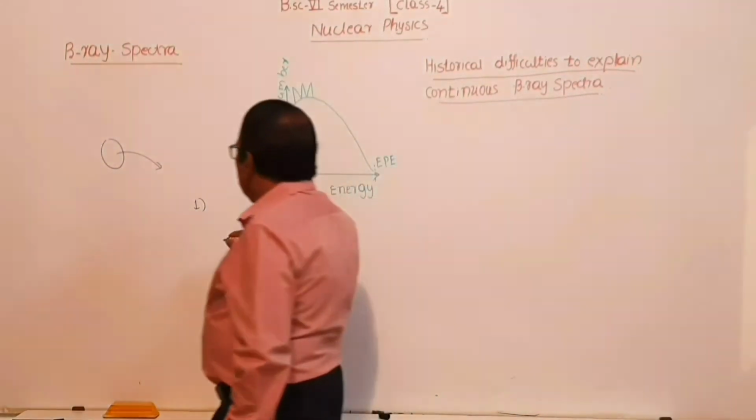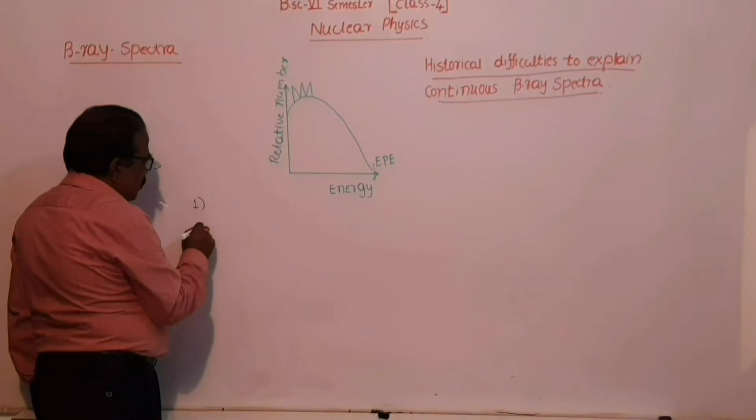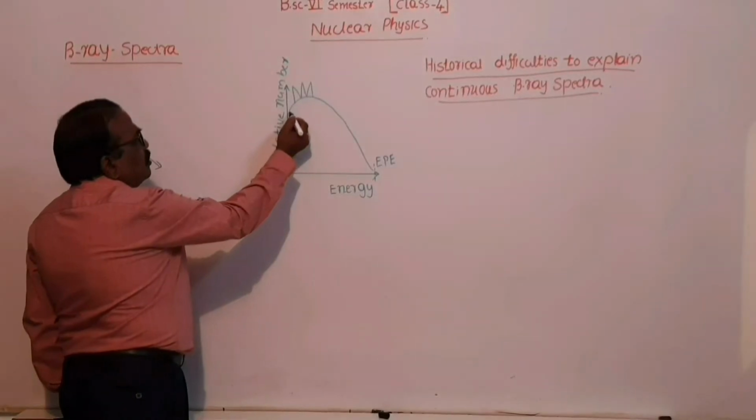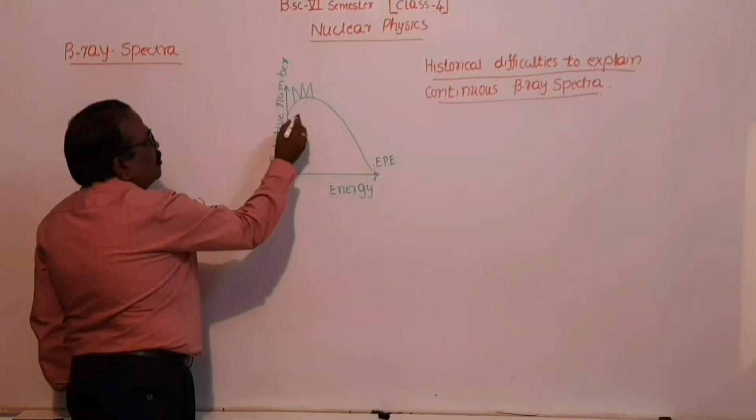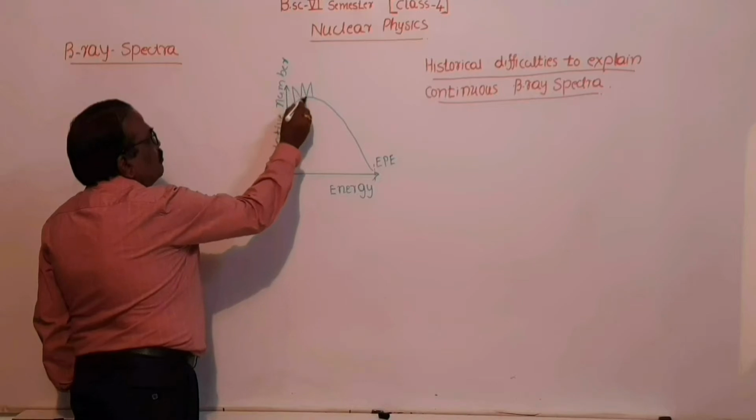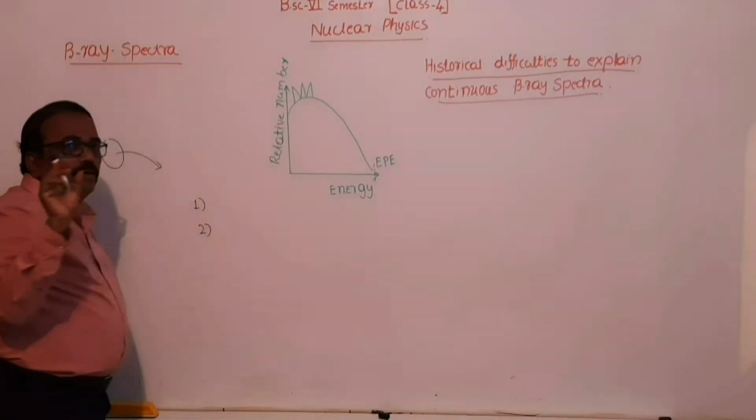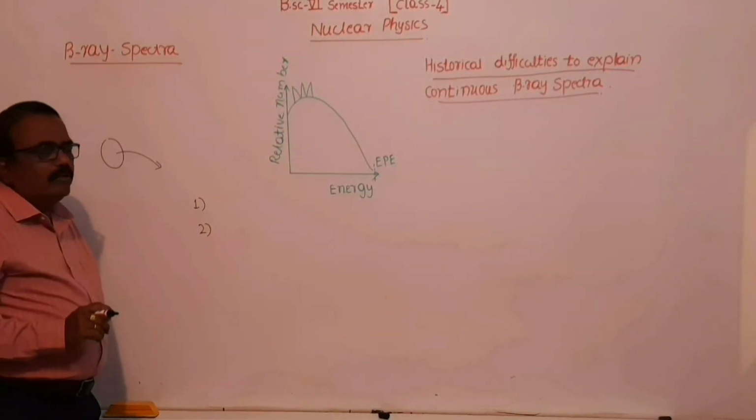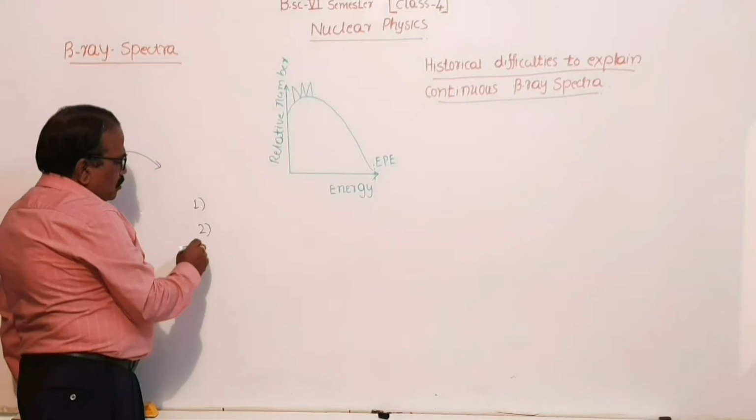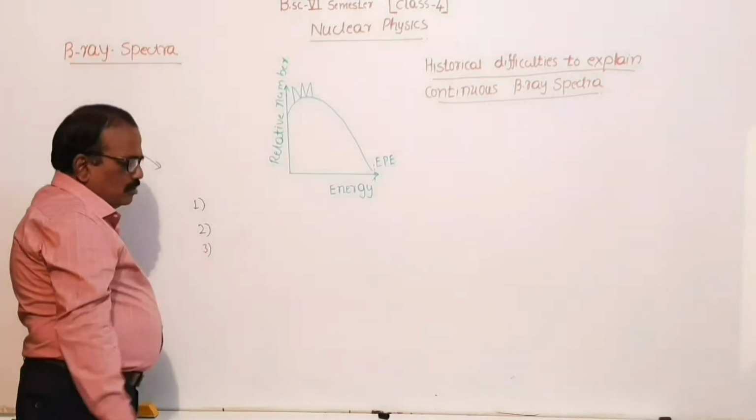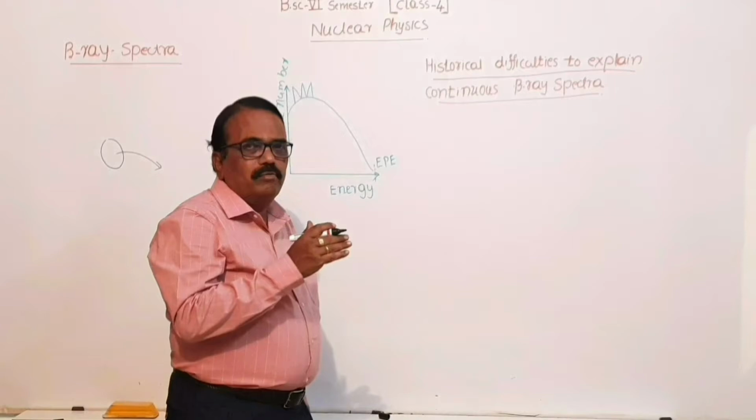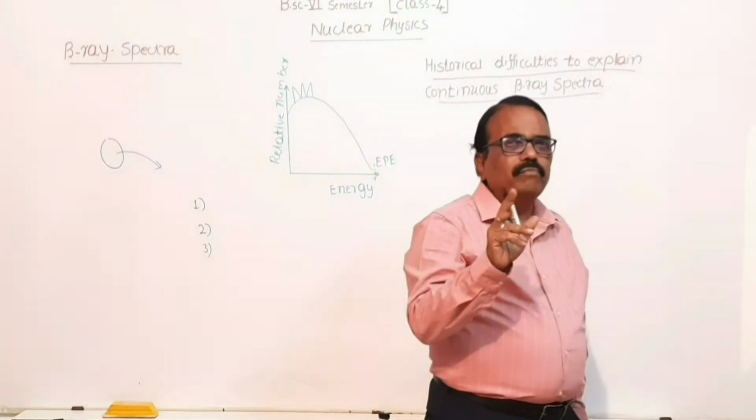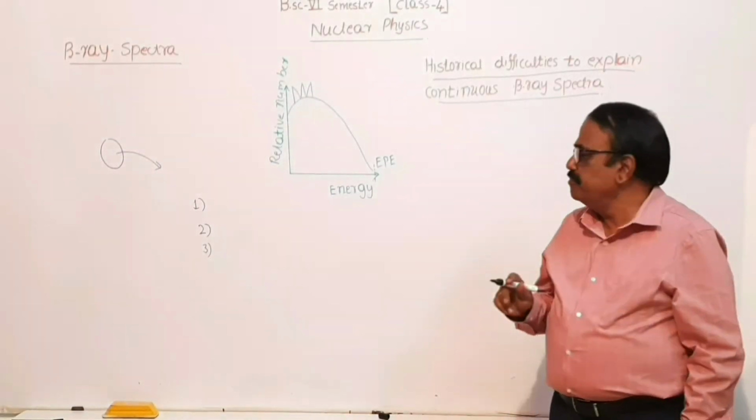Then the second one is, some of the radioactive elements, in addition to this continuous energy distribution, show a line spectrum, a maximum continuous line spectrum. Not all, only some radioactive elements. Then the third one is, we have said that always when alpha particles or beta particles come out, they come out along with gamma rays.